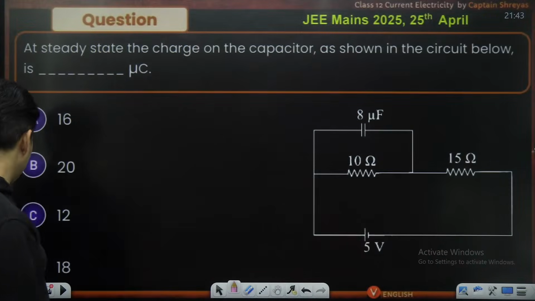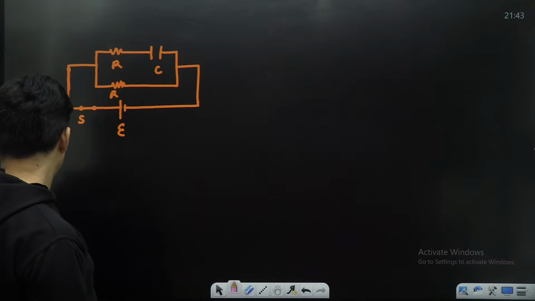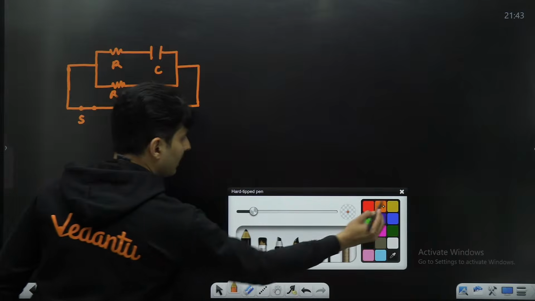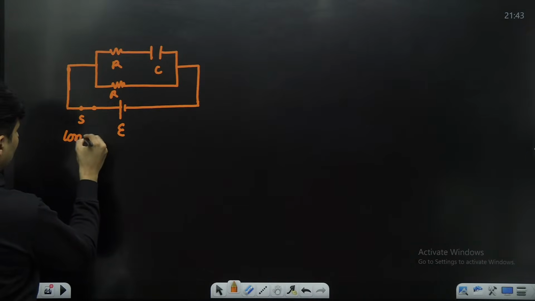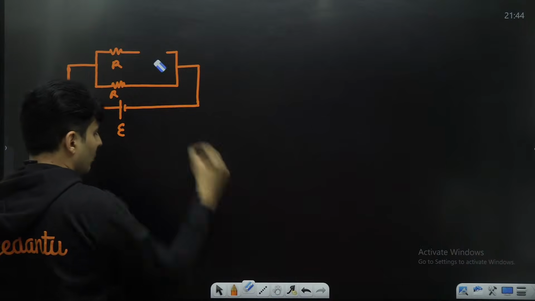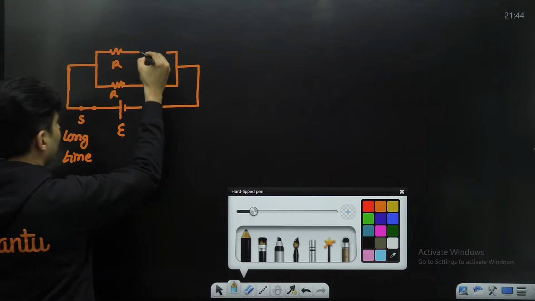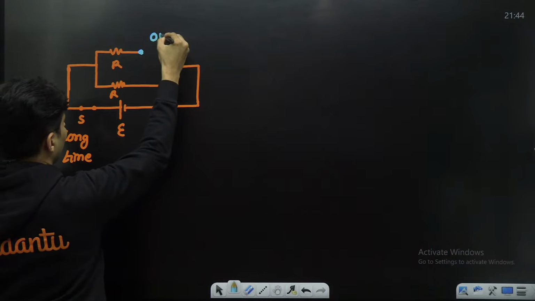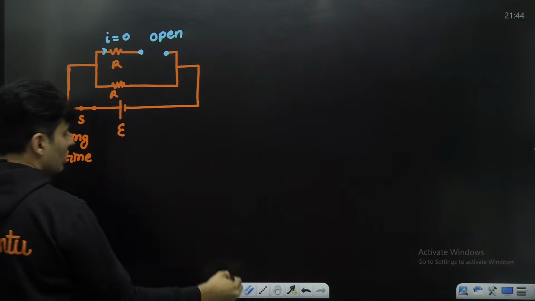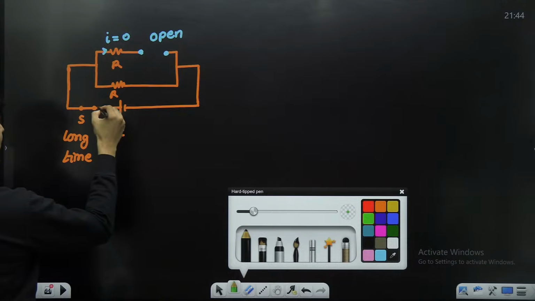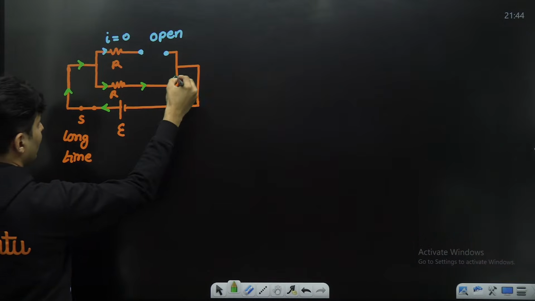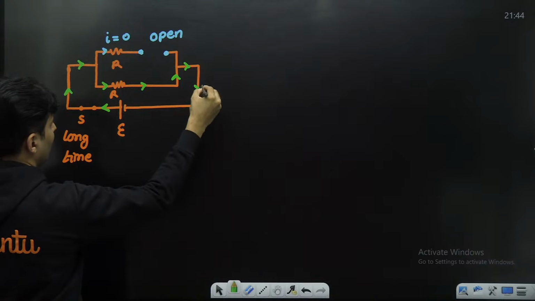But if you ask me what will happen after a long time, then if you are leaving it for a long time, I just told you the capacitor behaves like an open circuit. So just forget that there was a capacitor, it is open. So the moment it is open, the current in this part will be 0. So all the current which has to flow will just go like this, only through this resistor, it will bypass it completely and it will come over here.